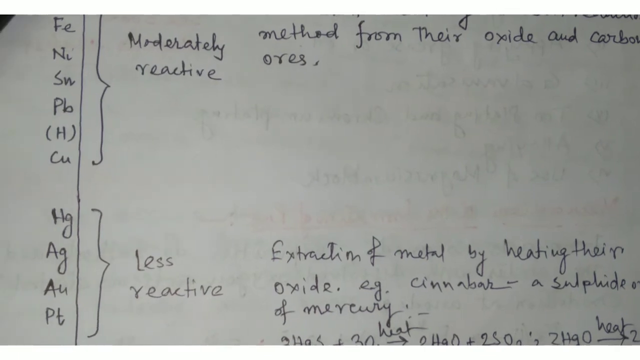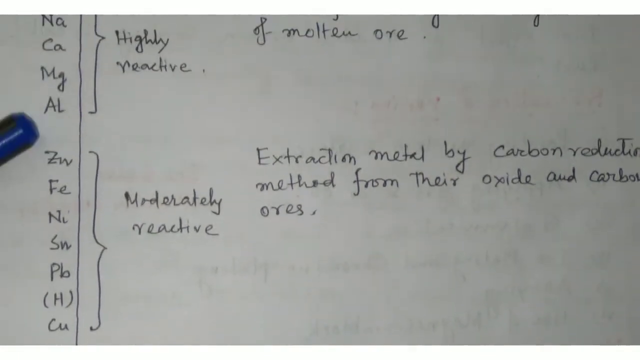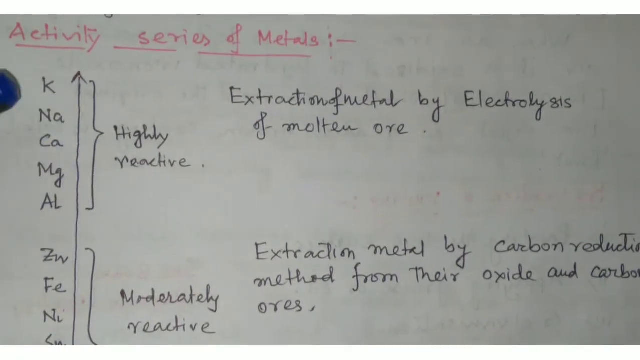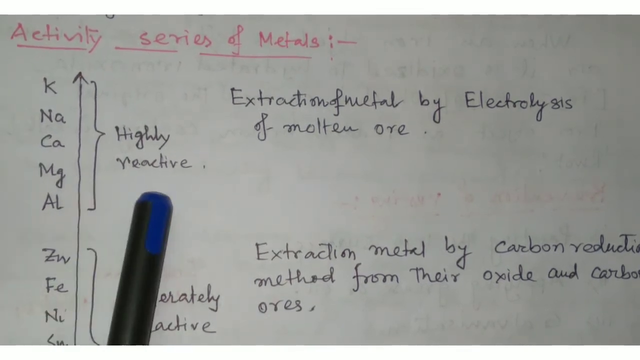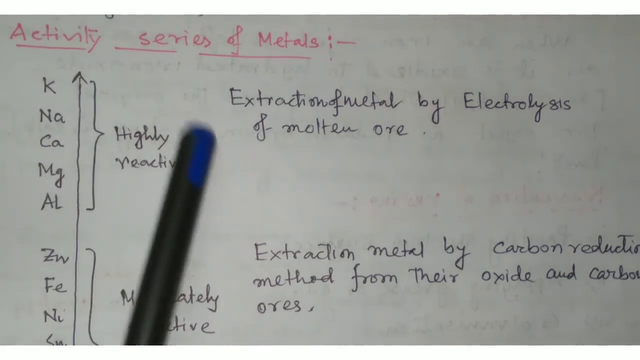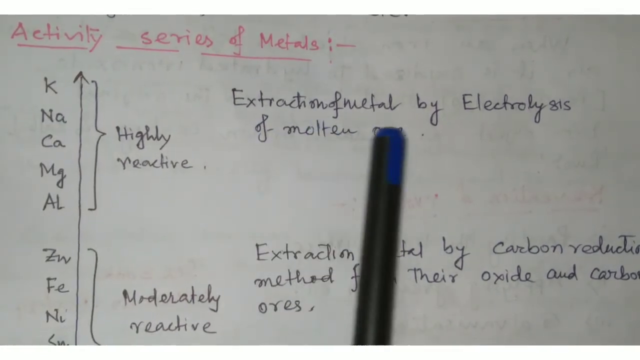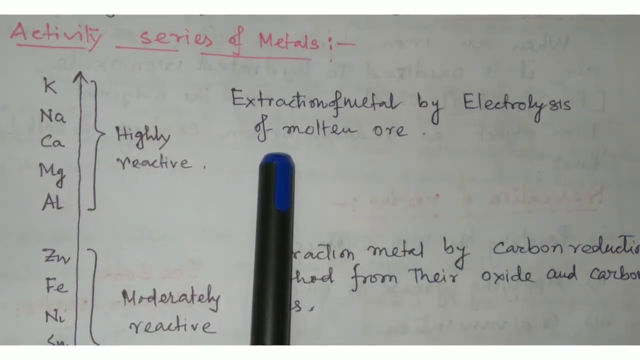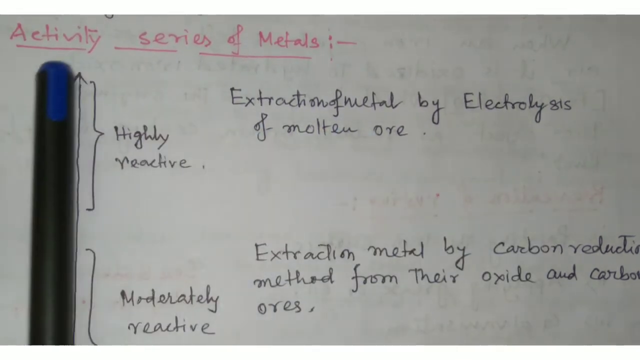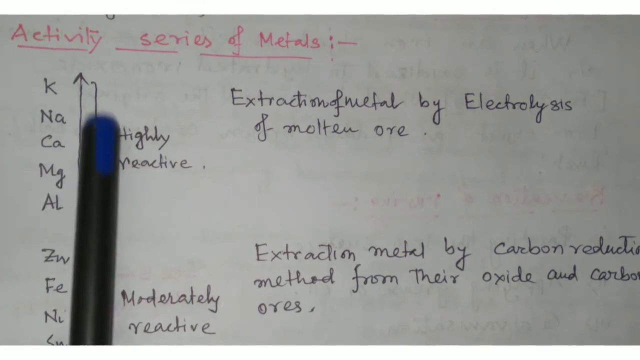From this series, these 5 metals, that is potassium, sodium, calcium, magnesium, aluminium, are highly reactive, and these highly reactive metals are extracted by electrolysis of the molten ore of their respective metals.